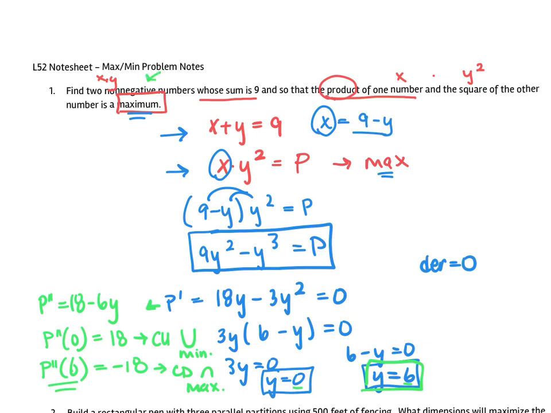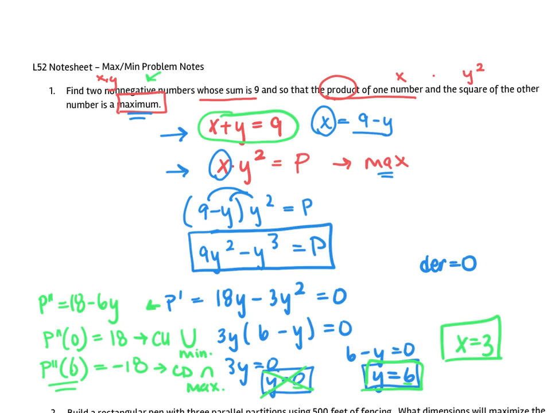And yes, that is a non-negative number. Now we need to determine the other one, and we can go to either one of these equations. I'm going to go to the first equation because that's definitely the easiest. You can see then that x has to be equal to 3. So there are my two answers. I have y equals 6 and x equals 3.